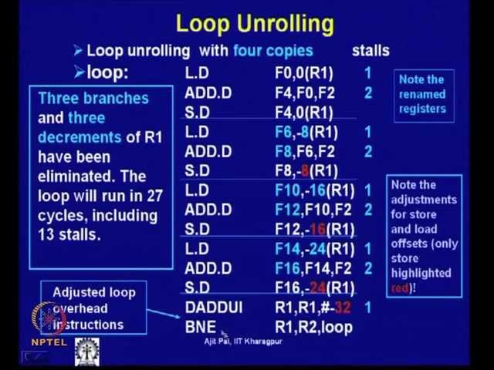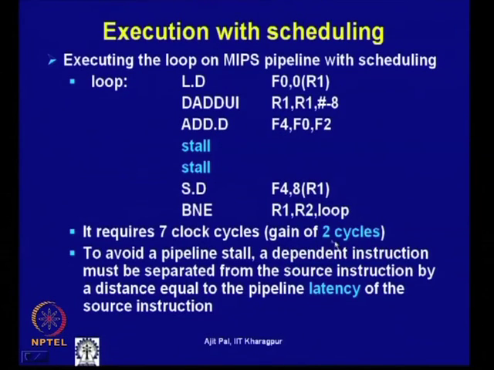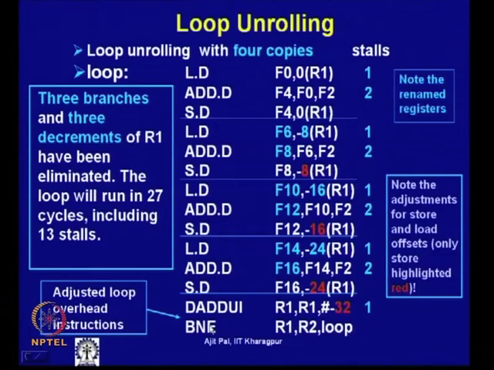Now, if it is present in this form, obviously those stalls will be present: one stall after load double, and two stalls after add double, and again for the next copy, again one and two stalls. In this way, we find a total of 3 plus 3 plus 3 plus 3, that means 12 plus 1, 13 stalls will be required, and only a gain of 9 cycles. Without doing unrolling earlier, what was happening? So, 2 cycles were saved, but in this particular case, how are you saving?